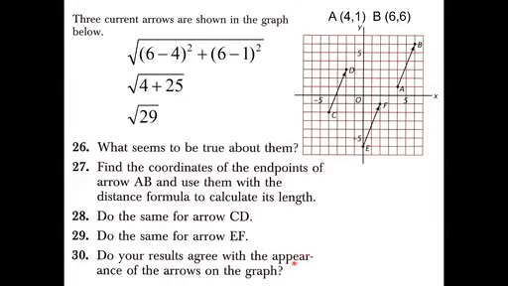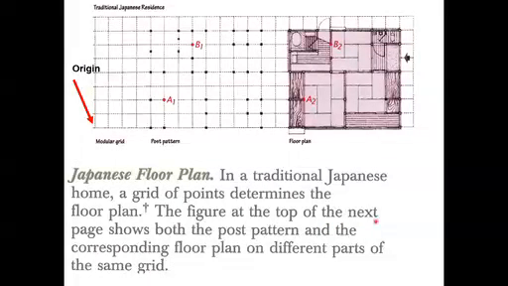And then they were asking on 30 whether what you thought on 26 was true. A floor plan of a Japanese home. So here's the floor plan right here. Here's the post pattern on the left, so you put those posts in first and then you'd construct the floor and the walls after the fact.